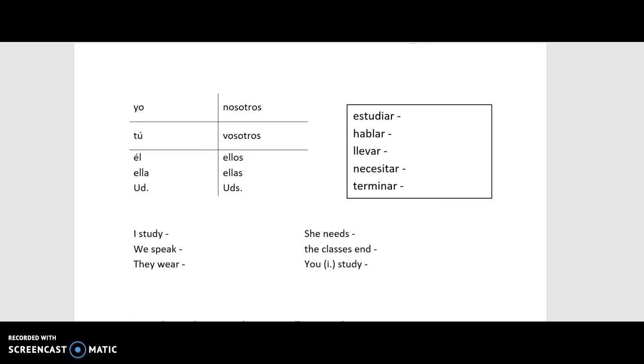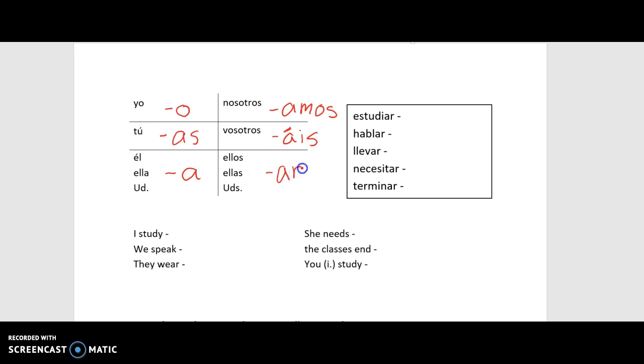Here we go. Now, before we do the examples, I'm going to pull up my pen. On the back of your paper, you're going to see the examples. Before we do that, let's go over those endings one more time. Remember, yo is going to get the O ending. Tú, as. Él, ella, usted, a. Nosotros, amos. Vosotros, áis, with an accent mark over that A. Ellos, ellas, ustedes, an. Those would be your AR verb endings. It doesn't matter what verb it is. An AR verb is an AR verb is an AR verb.